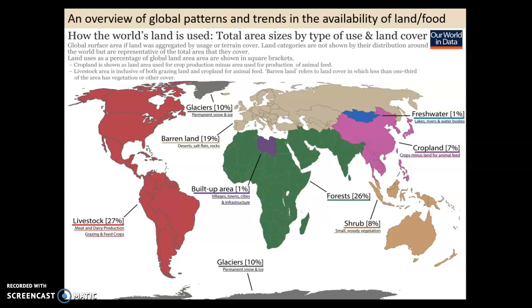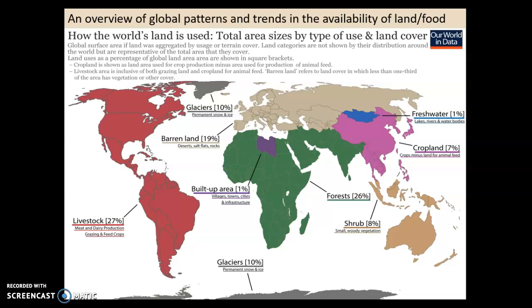And then the smaller ones that we've got left here, so we've got only 7% of the world's land area used for growing crops. 1% is fresh water. We know that from last lesson. 8% is shrubs, which is small kind of woody vegetation, short, under a metre is how we classify shrubs. Glaciers 10%. Barren land we looked at already. That's it. So that is the land use.